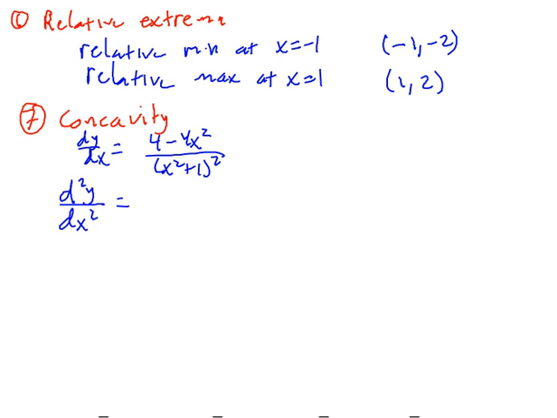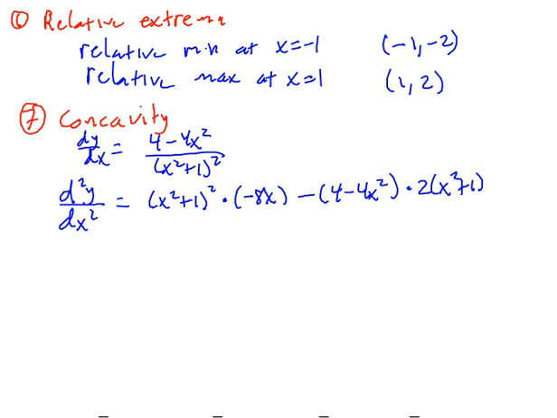So it'll be the denominator, the (x squared plus 1) quantity squared, times the derivative of the top, which is -8x, minus the numerator, the 4 minus 4x squared, times the derivative of the denominator, which would be 2 times (x squared plus 1) times the derivative of the inside, which is 2x, all over the denominator squared, so that would be (x squared plus 1) now raised to the 4th.